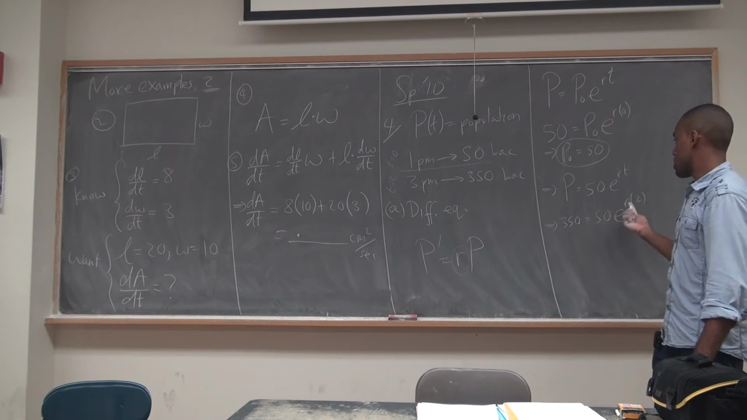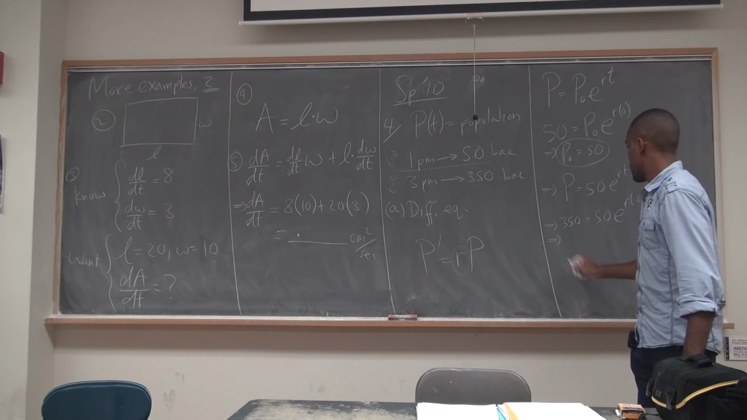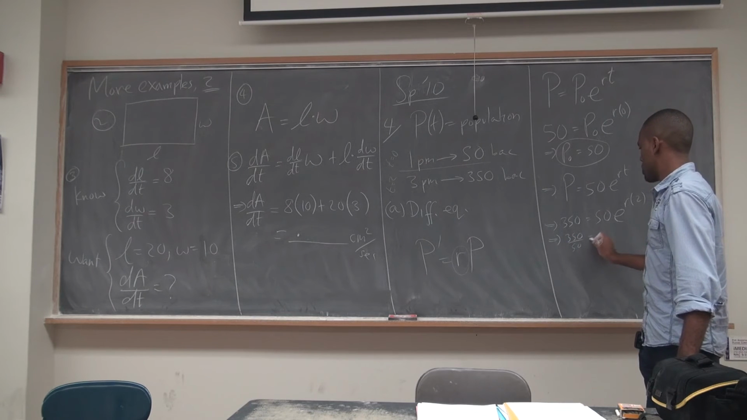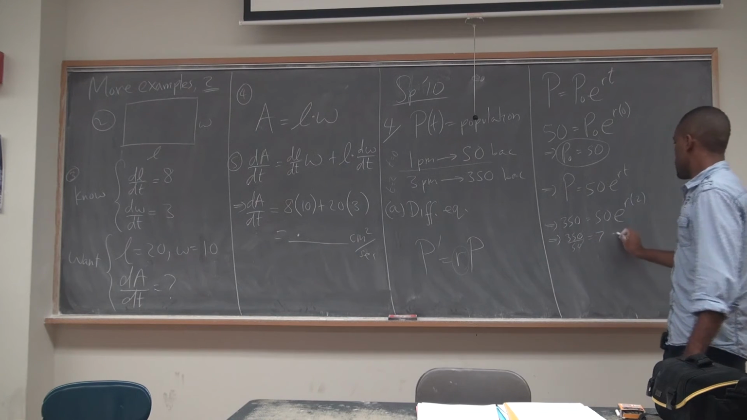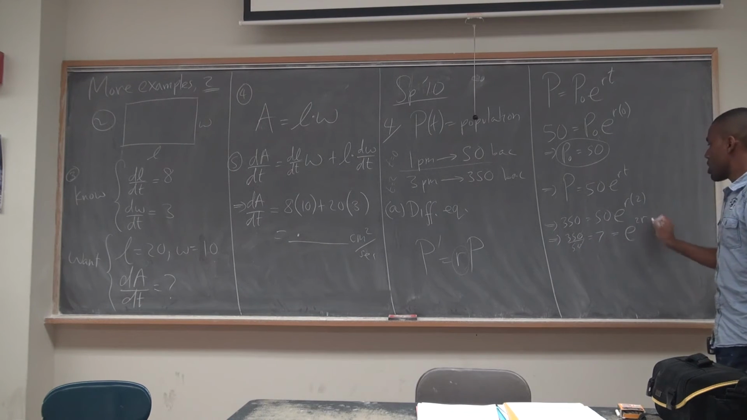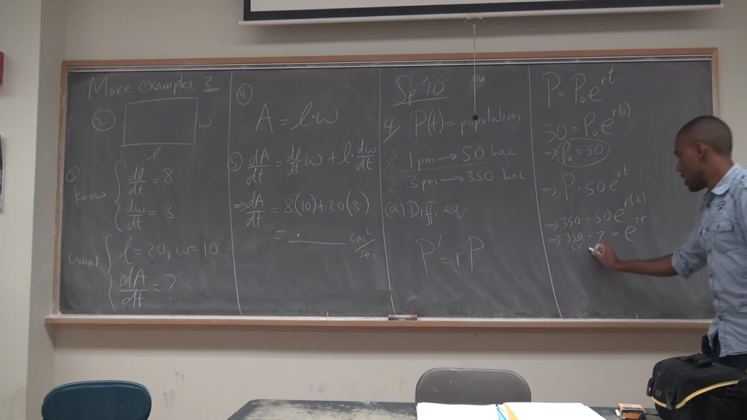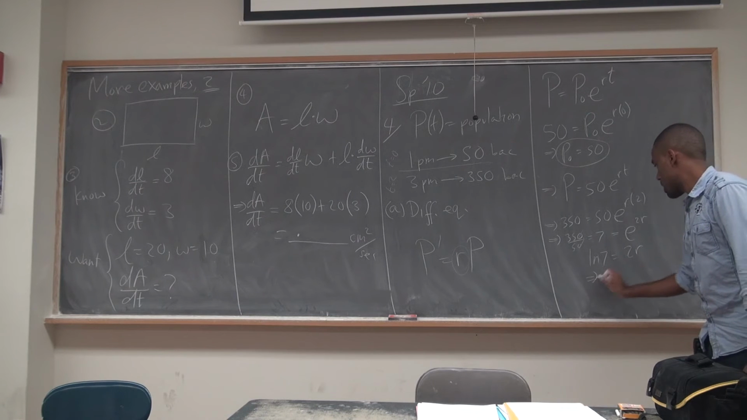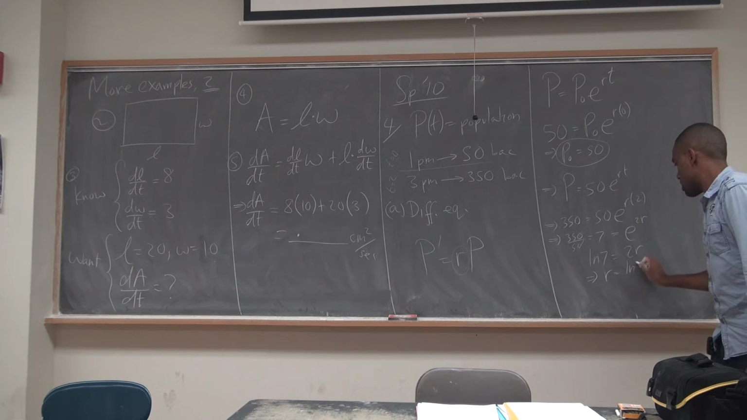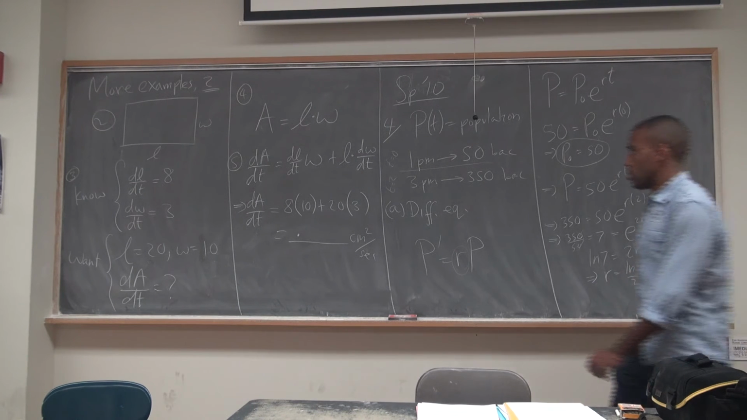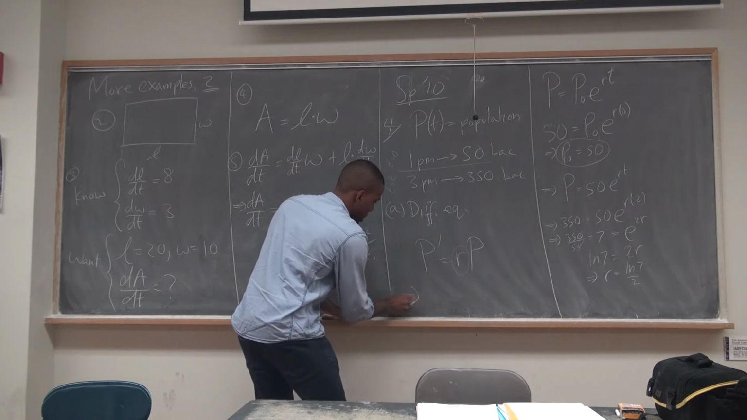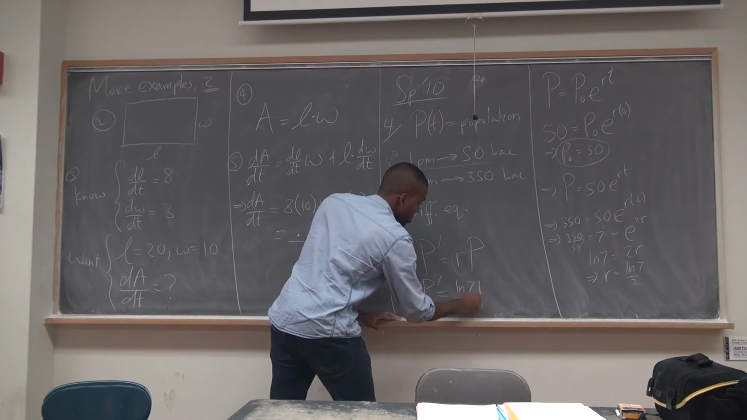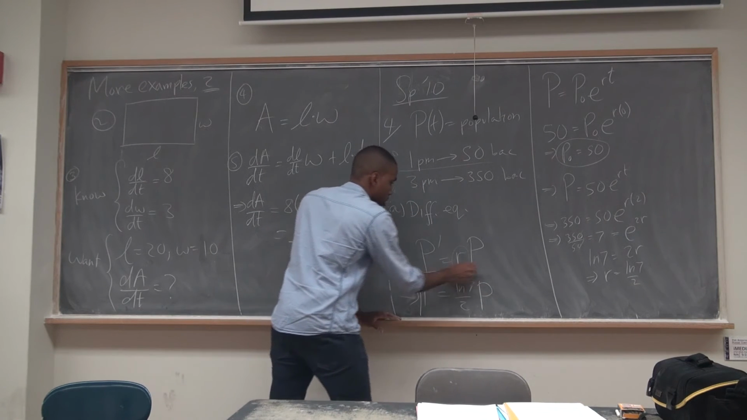In which case now I'm just going to solve for the R. So I'm going to have 350 over 50, which is 7, equals e to the 2r. How do I solve for r? ln both sides, I get ln 7 equals 2r. And this means that r equals ln 7 over 2. And so I come back here and I say P prime is equal to ln 7 over 2 times P. That's your answer.